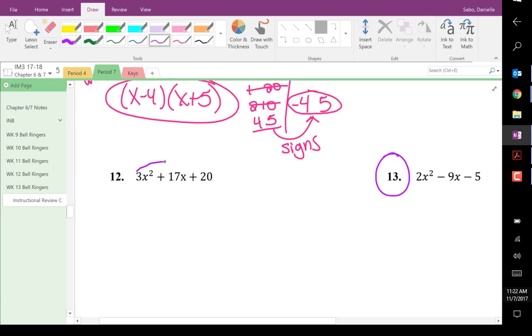So I have what multiplies to 3 times 20, which is 60. So what multiplies to 60 and adds to what number? 17. Very good. Okay. Anyways, let's go in order. I have 1 and 60. That's not going to work. What's 60 divided by 2? 30. If I add or subtract them, will I get 17? No, so cross it out.